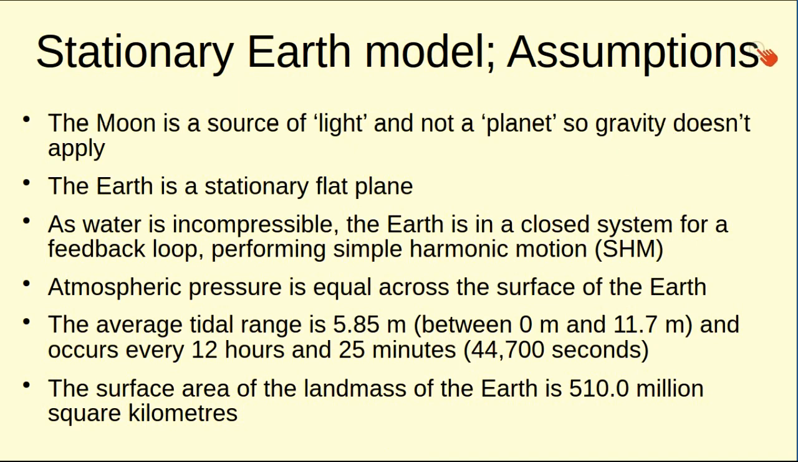What about a stationary Earth model? Well, we're going to assume that the Moon is a source of light and not a planet, so gravity doesn't apply. The Earth is a stationary flat plane. As water is incompressible, the Earth is in a closed system for a feedback loop performing simple harmonic motion by the action of atmospheric pressure, which is equally distributed across the surface of the Earth. And again, a bit of research, the average tidal range is 5.85 meters between 0 meters and 11.7 meters, and occurs every 12 hours and 25 minutes, which is 44,700 seconds. And the surface area of the landmass of the Earth is quoted as being 510.1, I think it is, million square kilometers.